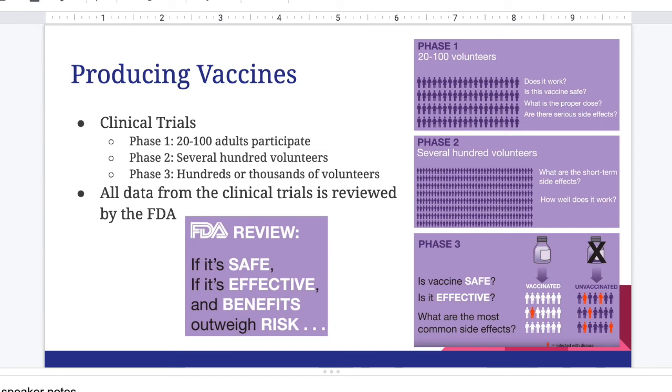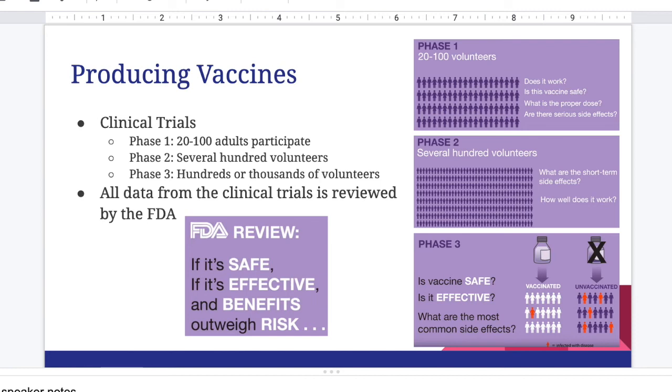And here you're checking, is the vaccine safe? Is it effective? Is it doing what it's supposed to do? And what are the most common side effects? Because you're going to have to report all of these things to the FDA. The FDA is a government organization, and part of their job is to review public health things. So medications before they're given to people, vaccines before they're given to people.